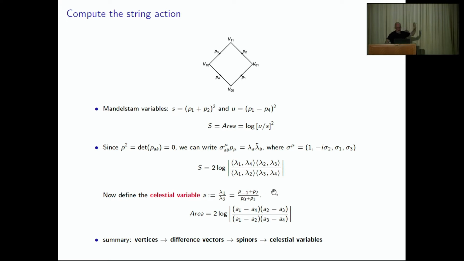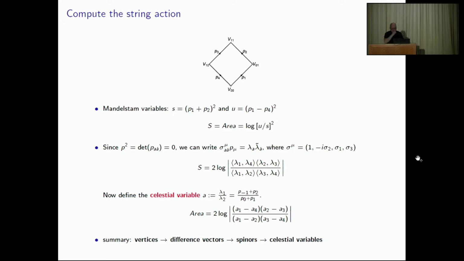If you're familiar with the celestial sphere story, then there's an i in that story here in front of P2. But in this talk, everything is real, except for perhaps the spectral parameter. Okay, so in terms of these A numbers, you do get a cross ratio. So that is the area of the string worldsheet for this patch.